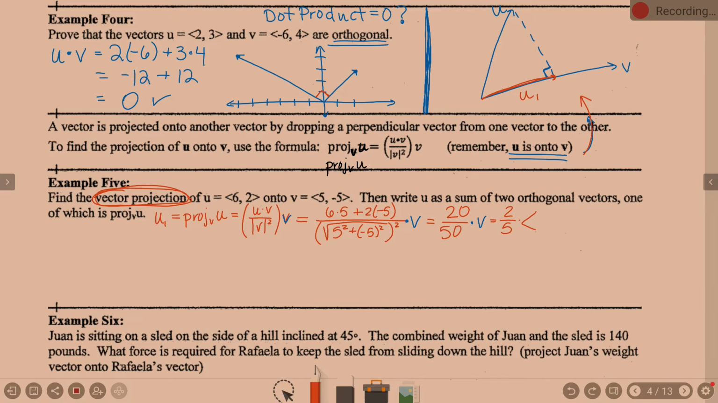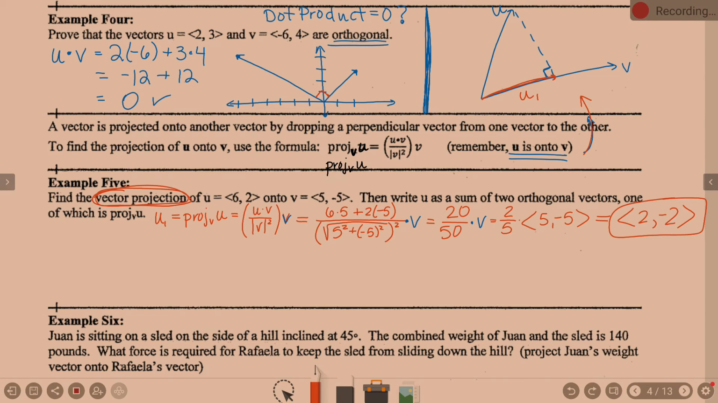So what we're doing here is 2/5 times, what is vector v? Vector v was given as 5, negative 5. And so this isn't dot product now, is it? This is just taking a scalar, a constant, 2/5, and multiplying it in. 2 over 5 times 5 is going to be 2. 2 over 5 times negative 5. 5's cancel, but there's still a negative, so negative 2. So that right there is my vector projection.